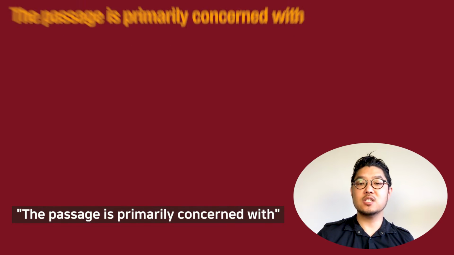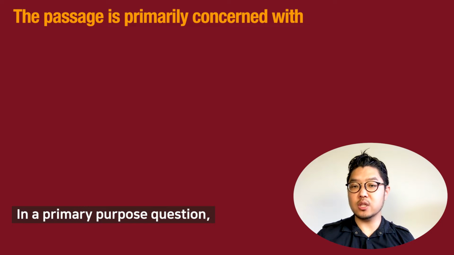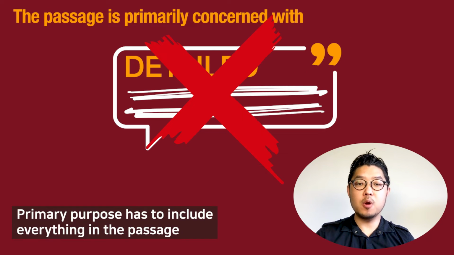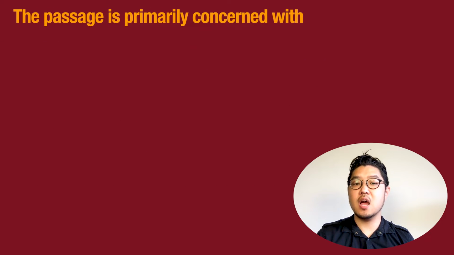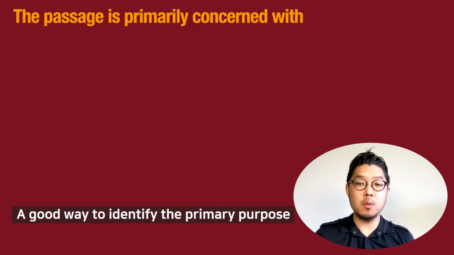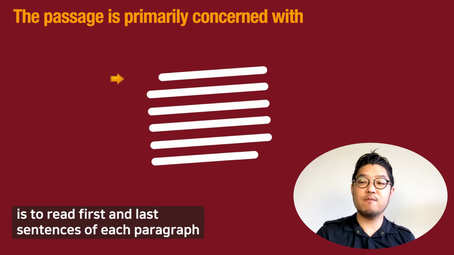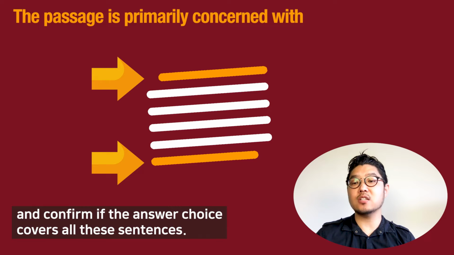Now try the following question with the same passage. The passage is primarily concerned with. In a primary purpose question, any answer choice that is detailed is the wrong answer. Primary purpose has to include everything in the passage and must be general without being too specific. A good way to identify the primary purpose or main idea of the passage is to read the first and last sentences of each paragraph and confirm if the answer choice covers all these sentences.